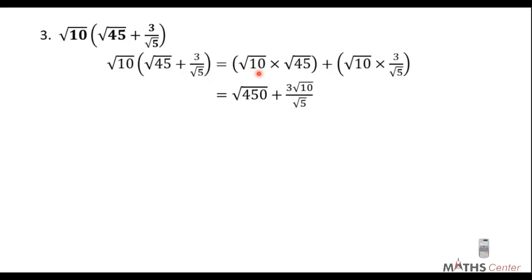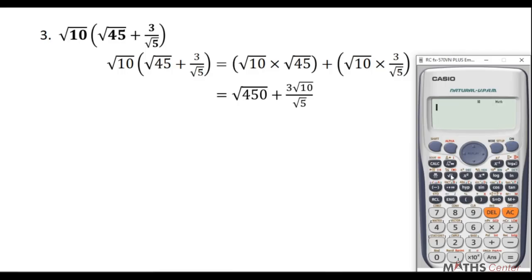So from here we know that you multiply what is under the square root sign. So square root of 10 will multiply square root of 45. We are going to get square root of 450, then plus square root of 10 times 3 over square root of 5 will give us 3 times square root of 10 all over square root of 5, because you know that square root of 10 is divided by 1. So square root of 10 will multiply 3 to give us 3 root 10. 1 will multiply square root of 5 to give us square root of 5. So we simplify from here. So from here we are going to simplify square root of 450.